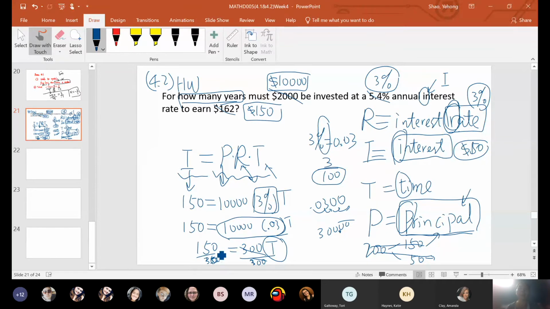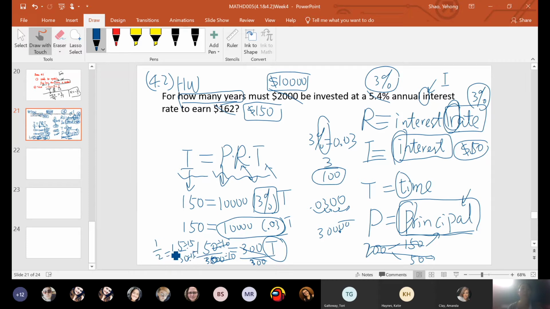Fractions are probably not too bad to do in this case because 150 divided by 300, first you can divide both of them by 10. That gives you 15 over 30. And 15, notice that goes into both of them, so you can divide both of them by 15. That gives you 1 over 2.